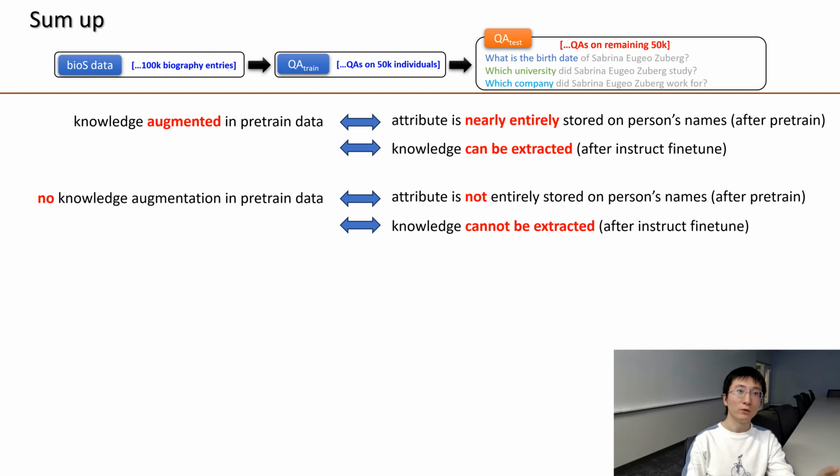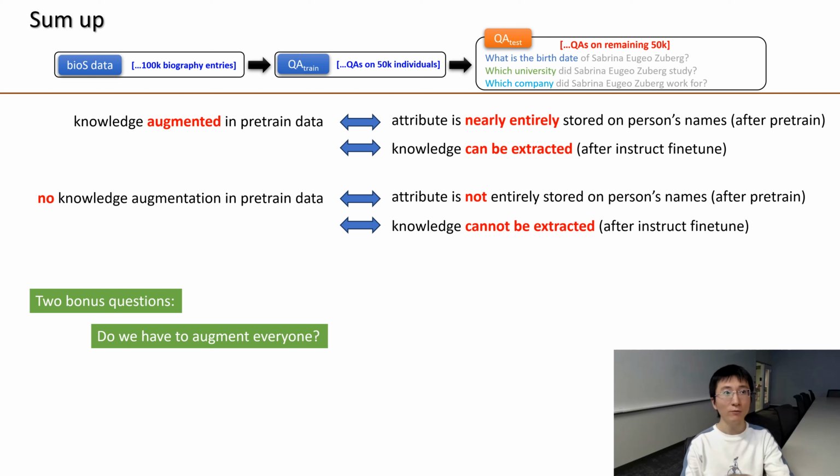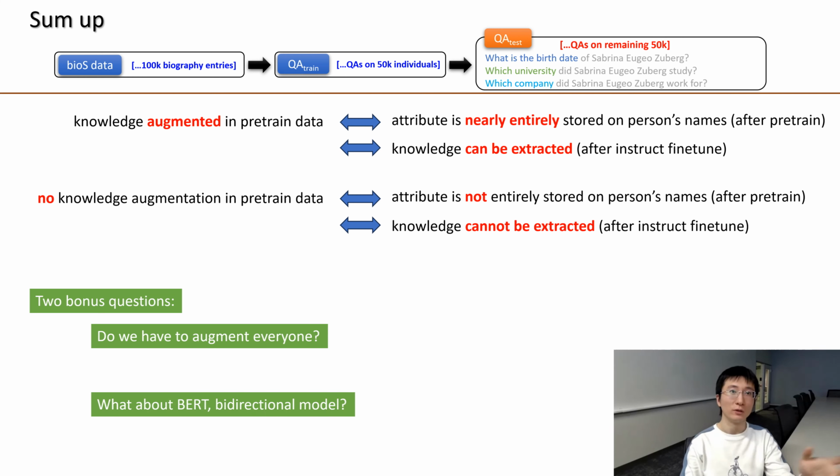Let us now move to two bonus questions. Number one, do we have to augment everybody? Number two, many of the issues I told you earlier are really connected to the spatial dependency of the words, like which word shows up before another one. This is strongly attached to the unidirectional behavior of GPT. Then how about a bidirectional model, like BERT? What will happen there? Those are two bonus questions I'm going to answer right after this.